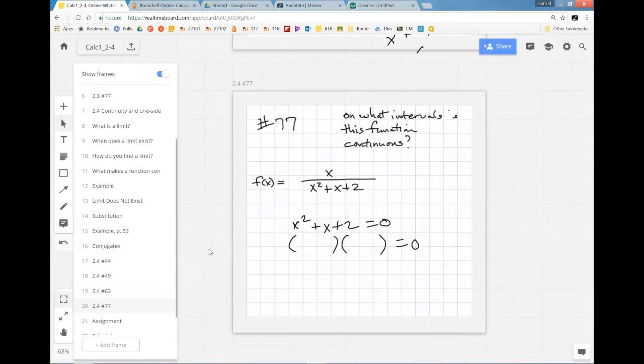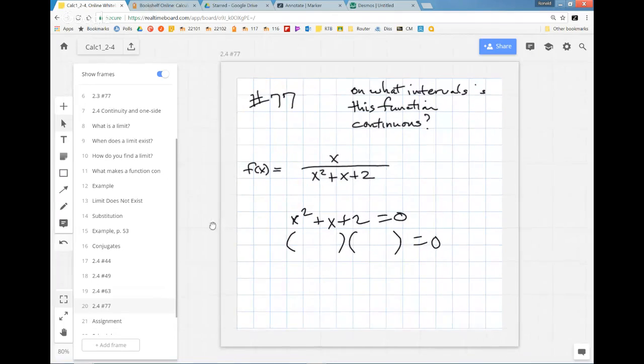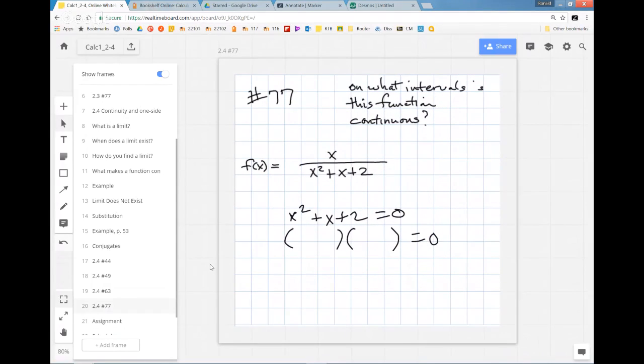Okay, and lastly, on what intervals is this function continuous? Number 77. Well, you maybe can't see it directly, but the one thing we have to watch out for is, could that denominator ever be 0? And if you want to find out when it happens, set it equal to 0 and solve. So in this case, x squared plus x plus 2 equals 0. Can we factor that? No, I don't think we're going to factor that.